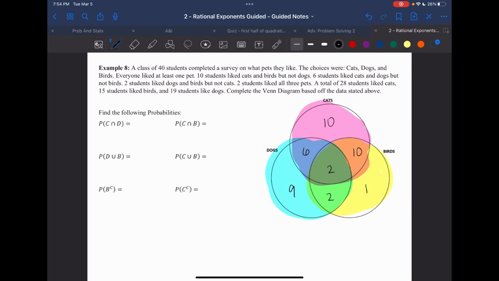Now we can actually go ahead and calculate our probabilities. So the probability of cats and dogs. Remember, this means and. So I find where cats and dogs overlap. Now, be careful on this one. So cats and dogs, it doesn't matter if they like birds or not. So I'm going to focus in on those 2 circles. So right now, that's going to be in here. Okay? So that's where they overlap. So that's 6 and 2, which makes 8 out of 40 students. So 8 out of 40 reduces to 1/5.